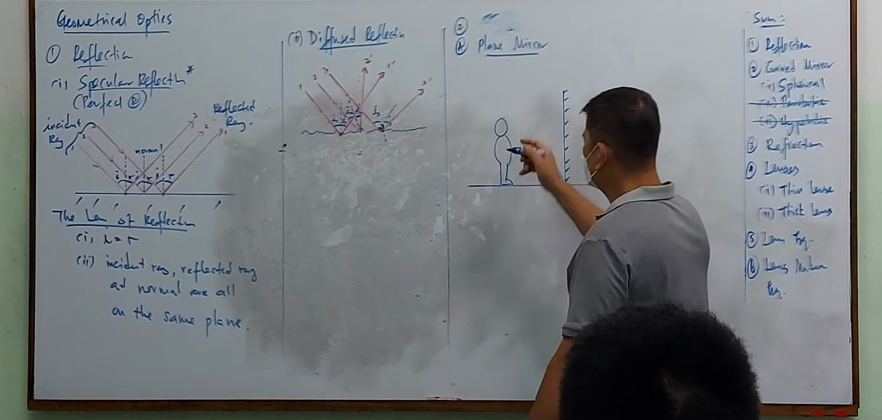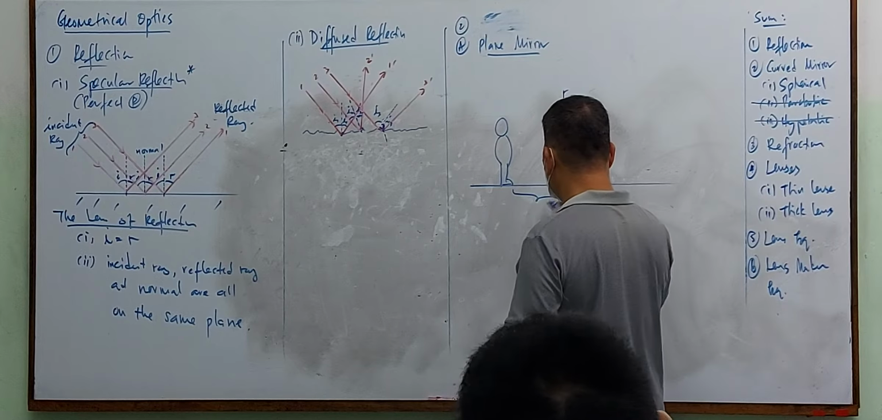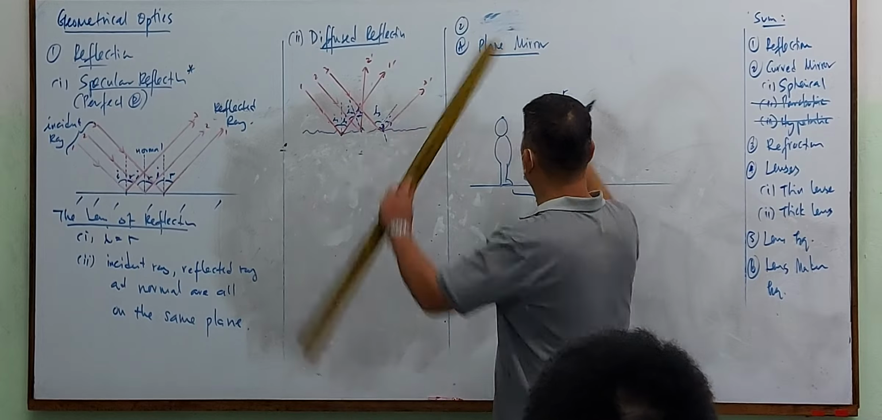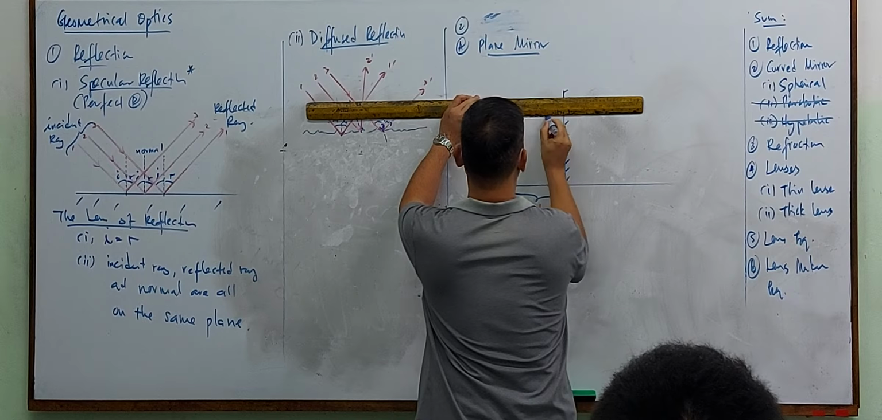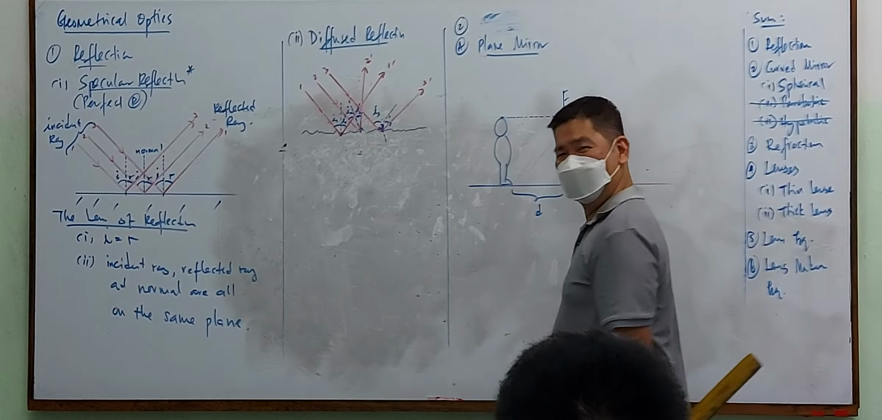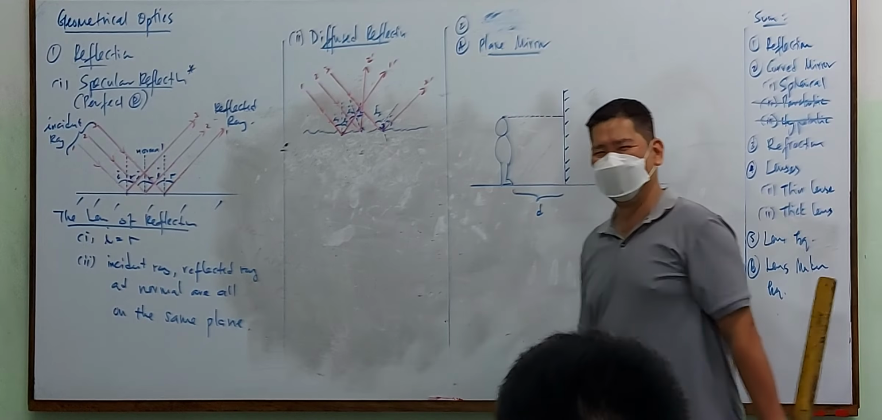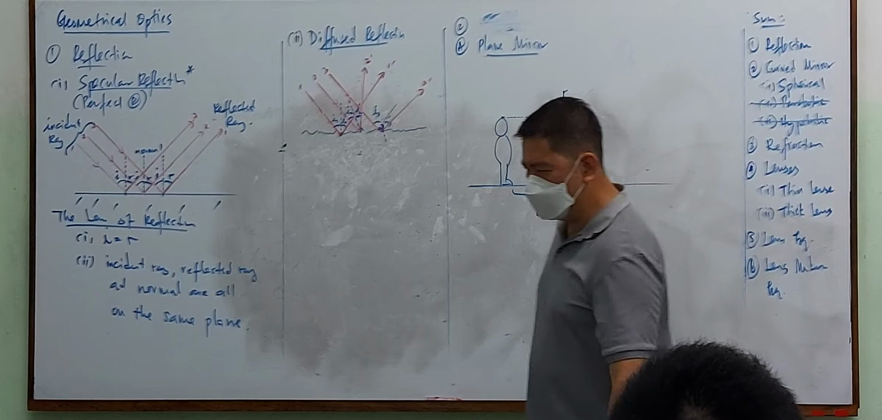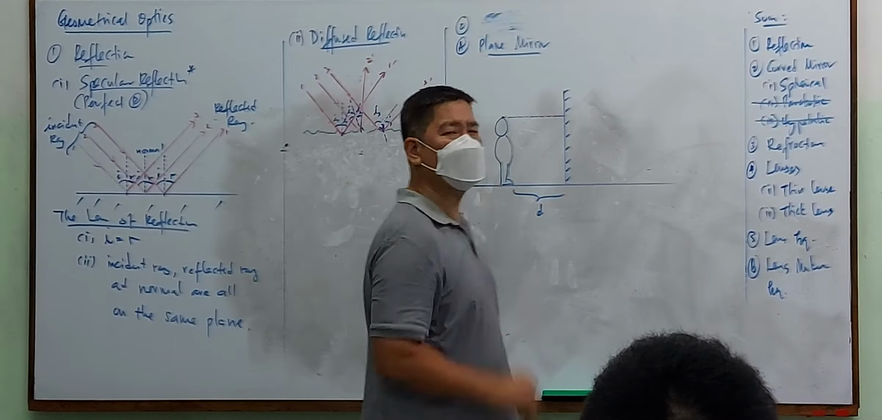Okay, so let's assume your distance here is d. And this is the top of your head. Okay, so the top of the head. Okay, now to draw the image, we need to know two things: the lowest point and the highest point.